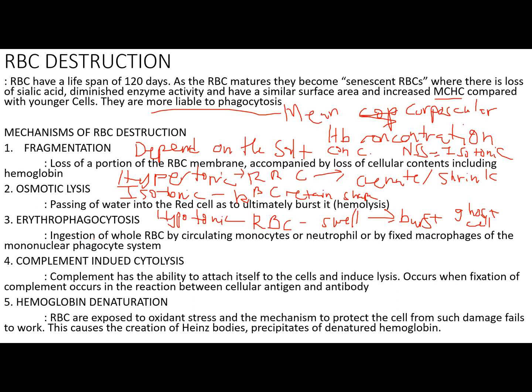Then we have yung hemoglobin denaturation. RBC are exposed to oxidant stress and the mechanism to protect the cell from such damage fails to work. This causes the creation of Heinz bodies, which are precipitates of denatured hemoglobin. So kapag tinanong kayo, class, what are Heinz bodies? These are denatured hemoglobin. Naalala nyo pa yung Howell Jolly nyo? Di ba yung Howell Jolly bodies nyo? These are RNA. Precipitates naman yan ng mga RNA nyo. So please copy.